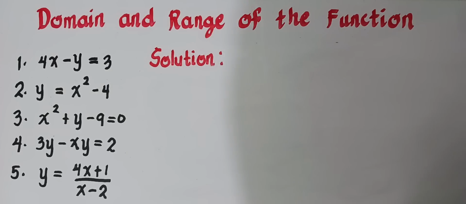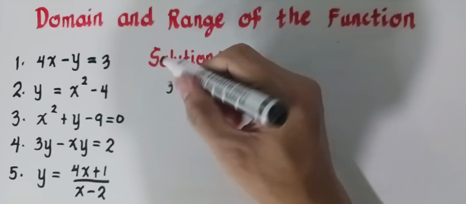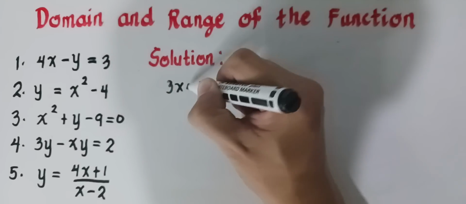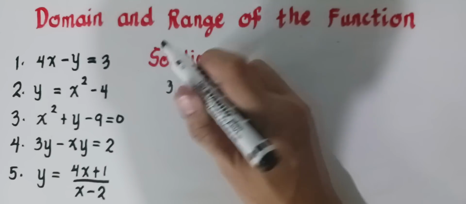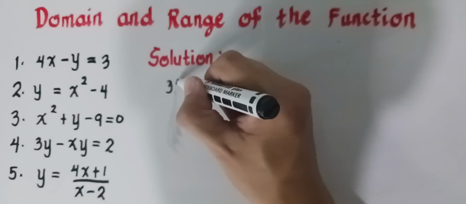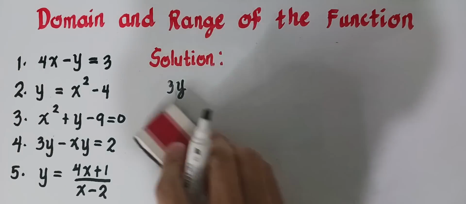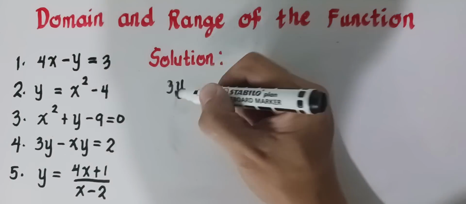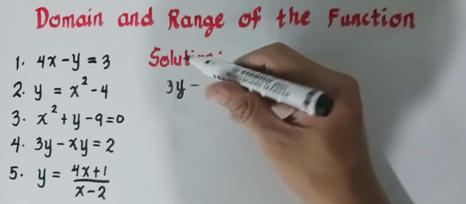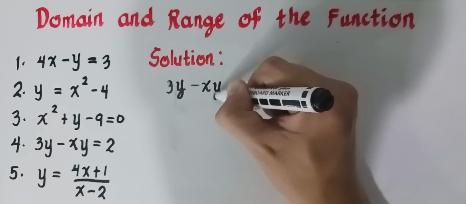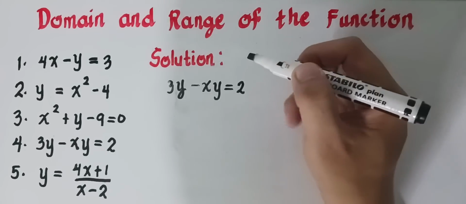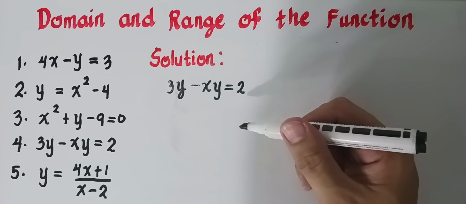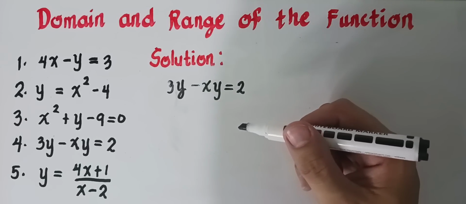Okay, number 4. So, let's say we have 3y, sorry, 3y pala to, no? So, 3y minus xy equals 2. So, guys, dito, to solve for the domain, solve for y, no?